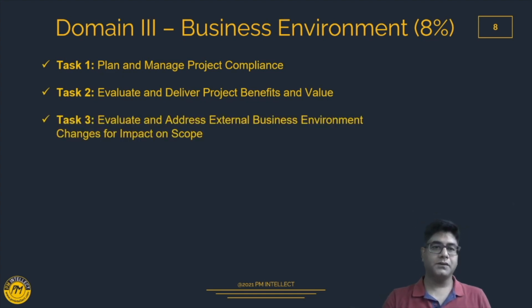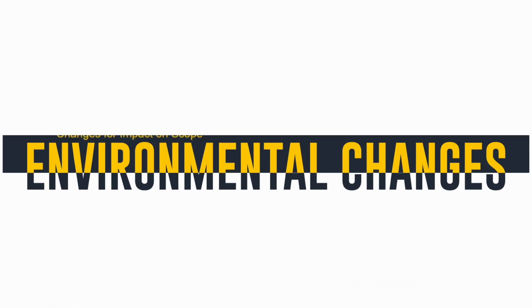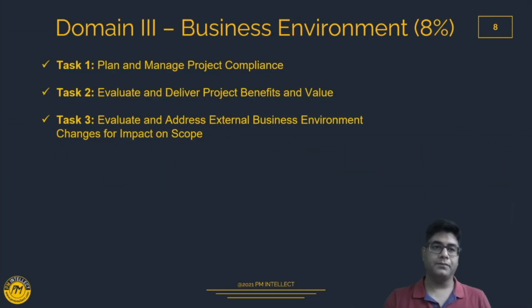The third task is to evaluate and address the external business environment changes for impact on the scope. So we know that the environment is not static, it is completely dynamic and keeps on changing. So the first step is to identify what are the changes which are happening. It could be geopolitical, it could be technology, it could be any other aspects with which it is going to have an impact on our project.